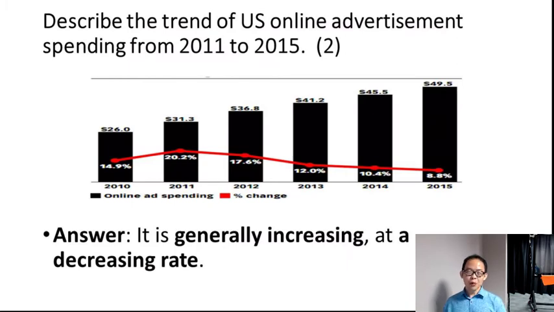The first question is, describe the trend of US online advertisement spending from 2011 to 2015. It's a 2-mark question, so you will generally need 2 points. I've reproduced the chart here, the black bars and the red line. The red line shows the rate of change. The black bar shows the absolute spending. So the best way to get the 2 marks is simply to say that it is generally increasing, but at a decreasing rate given by the red line. So that's how you get 2 marks.